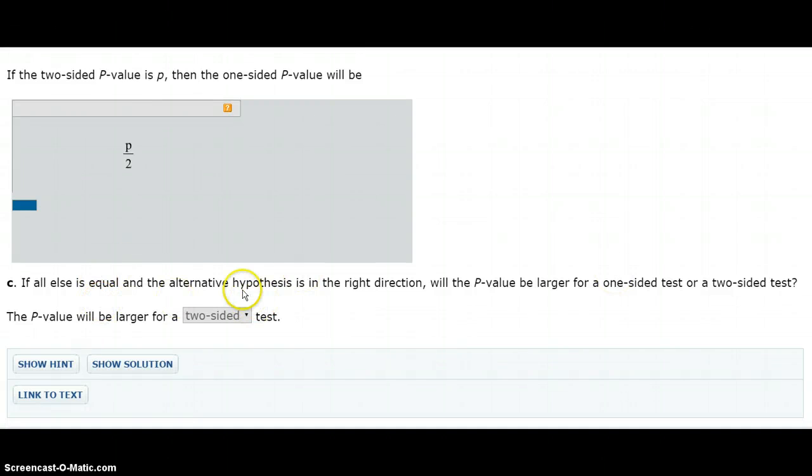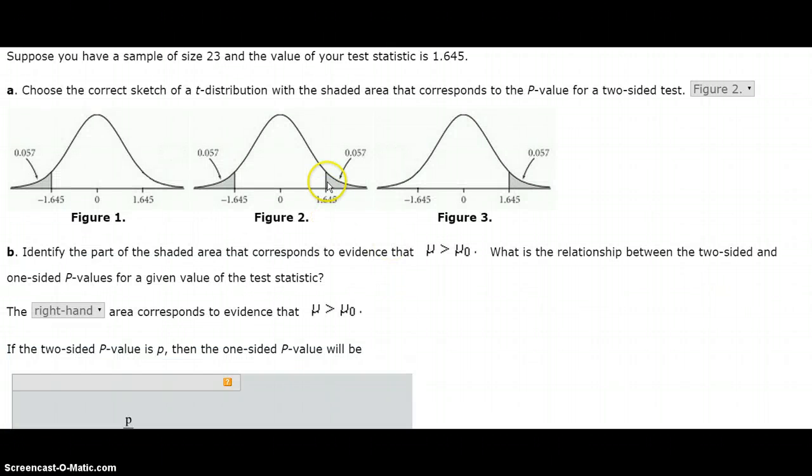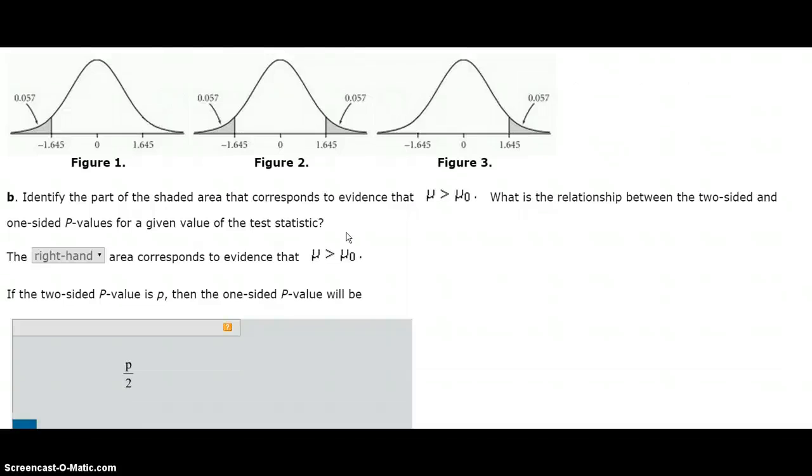all else equal, with the alternate hypothesis in the right direction, will the p-value be larger for a one-sided test or a two-sided test? Given that we start off with some test statistic and we want to know what the p-value for that particular test statistic is, if we're splitting up the critical rejection region, then because we split it up, the given t-value isn't going to have as strong of a p-value, as low of a p-value.